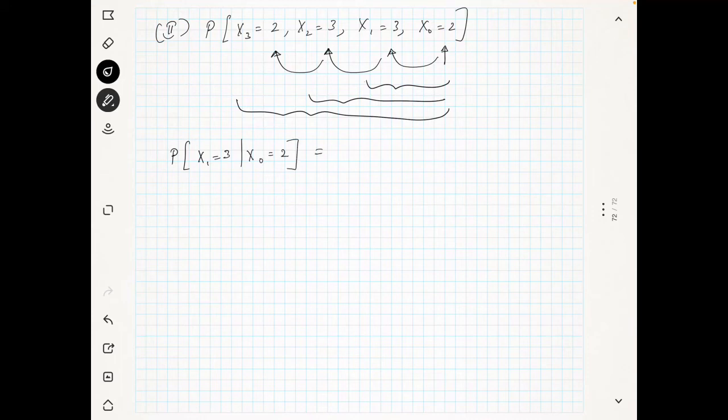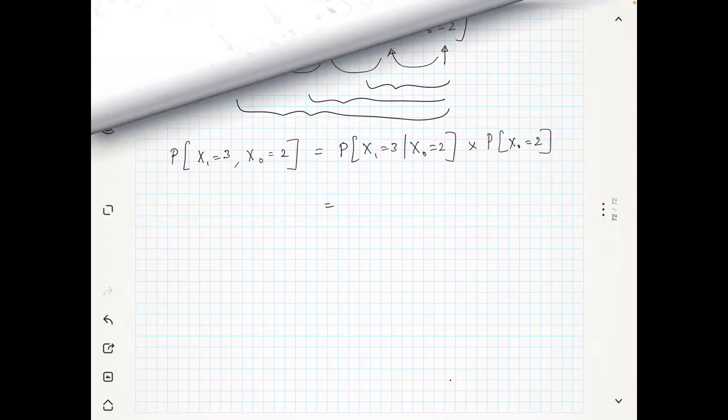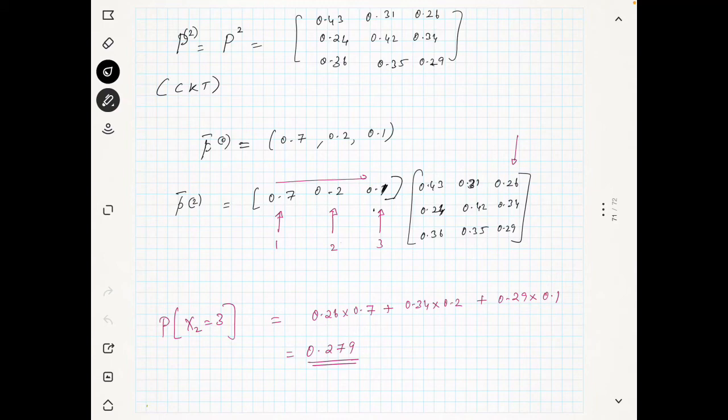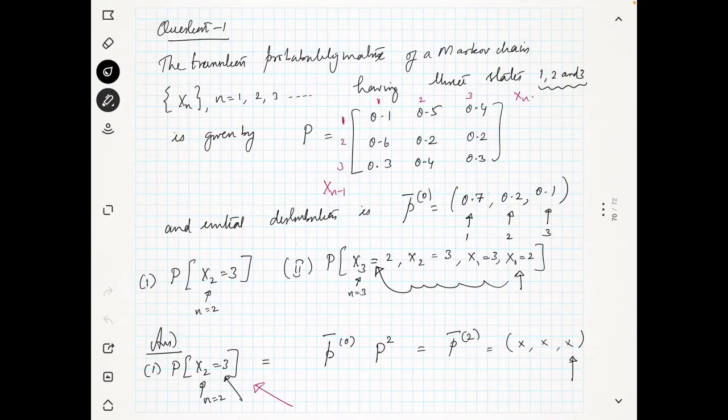So it is nothing but the probability that x0 is equal to 2 and x1 is equal to 3. That means it is the probability that x1 takes the value 3 given that x0 is equal to 2, times the probability that x0 is equal to 2, right? So from 2 to 3, what is the transition probability that we have seen? You see this is 2 and this is 3, so 2 to 3 the transition probability is 0.2 here.